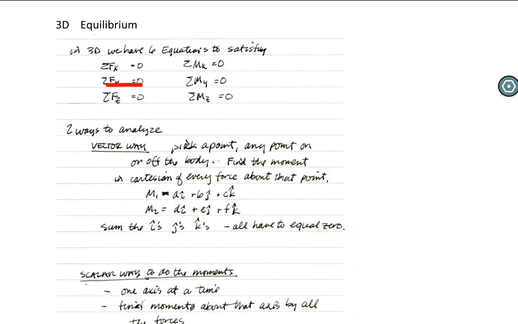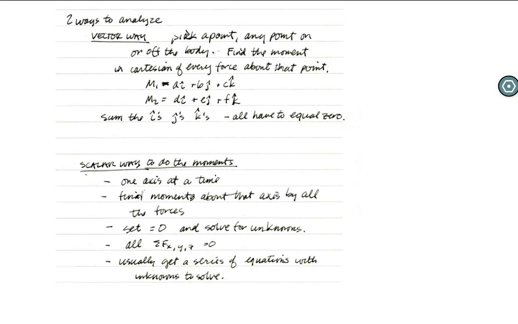Sum of the forces in the x, y, and z all have to be equal to 0. And then sum of the moments about all 3 axes, or in all 3 dimensions, have to be equal to 0 as well. We can analyze this the vector way, which we're going to talk about in a little while. But we're going to start with the scalar approach. With the scalar approach, we will do one axis at a time. We'll find moments about that axis using all the forces that are obvious or necessary in that axis. Set the equations equal to 0, and then solve. We'll usually get a series of equations, 2 or 3 equations, that we'll have to put together.